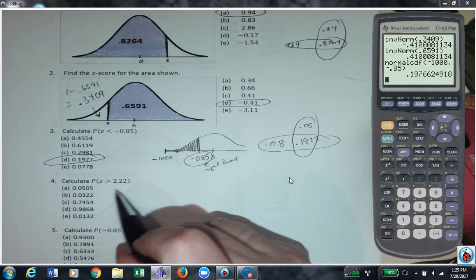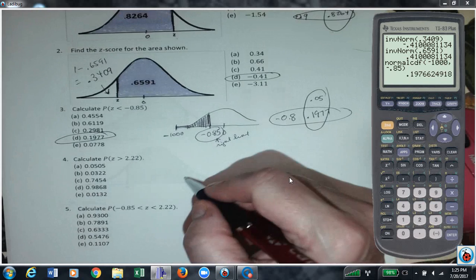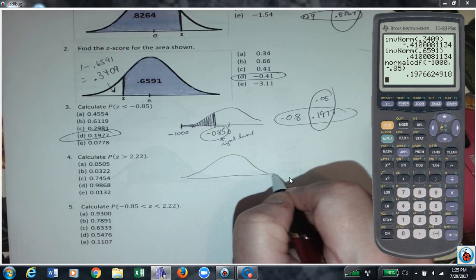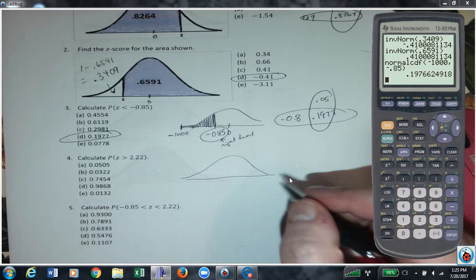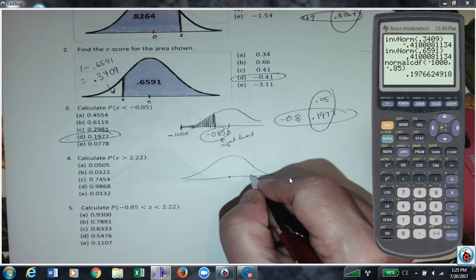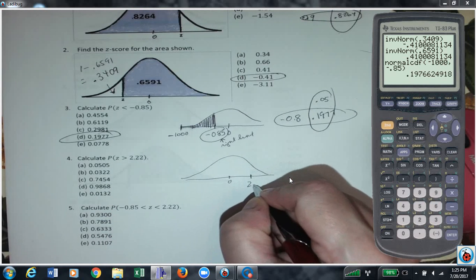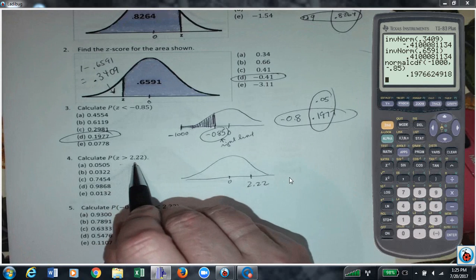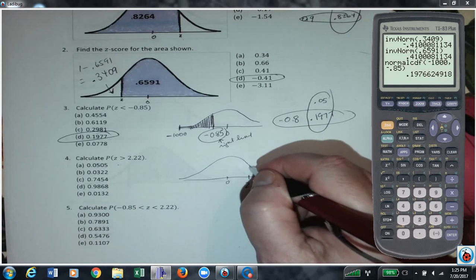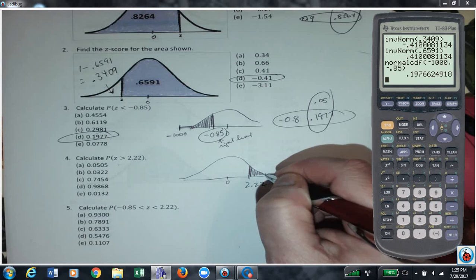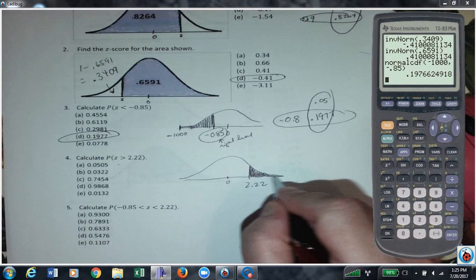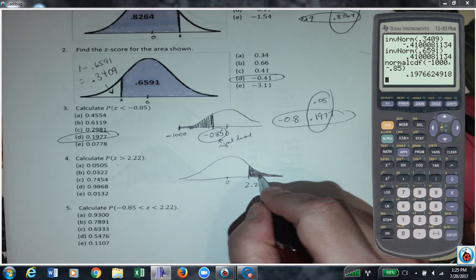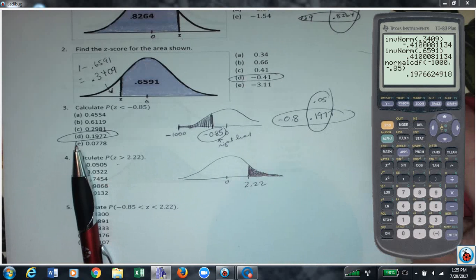Okay. Now, if I draw a picture for this one, I need the probability that a z-score is greater than 2.22. So there's 0, there's 2.22, and now they're asking us to find, because of the symbol here, this shaded region. And again, I can get my calculator to do this shaded region for a normal distribution here.